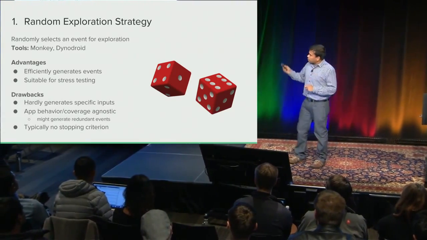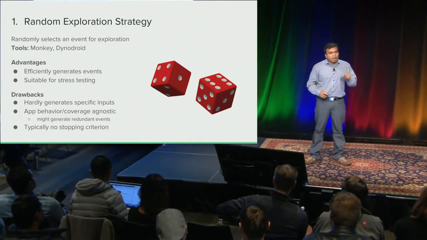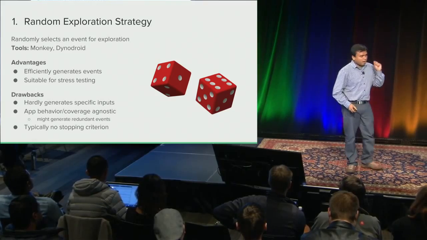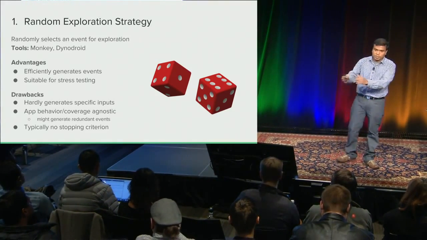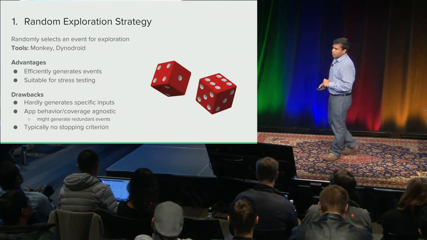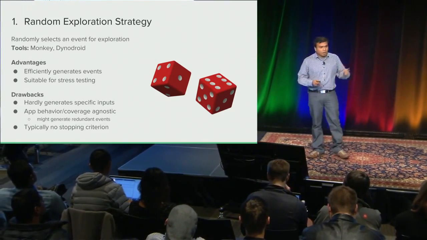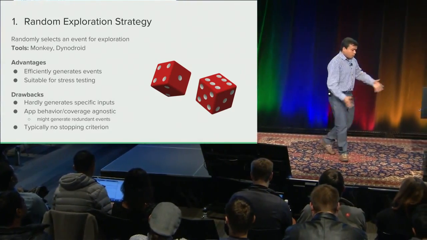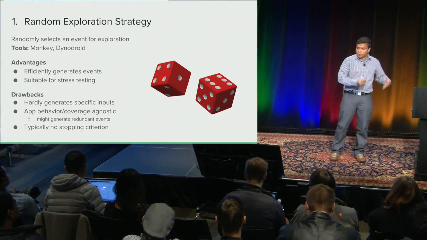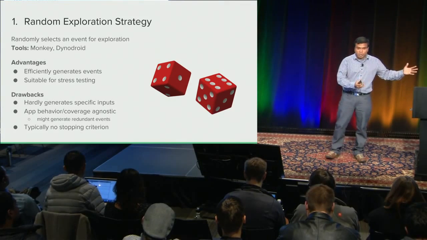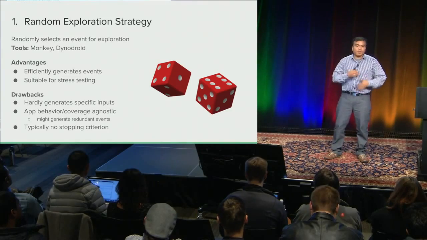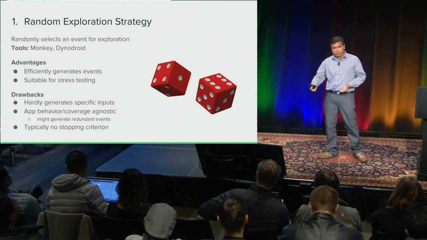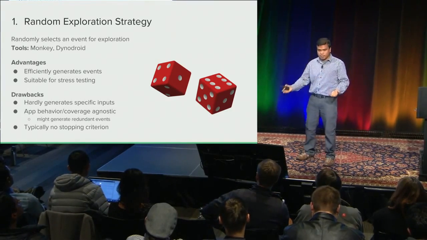However, the problem with such techniques is that they are hardly specific. You can hardly tell Monkey, okay, Monkey, make my app go to this particular activity or this particular state, right? So they are not specific. They are agnostic of the behavior, right? If you have already covered some functionality, the tools don't consider that, and they might have redundancy in the events that they supply. They might be testing the same thing again and again, right?